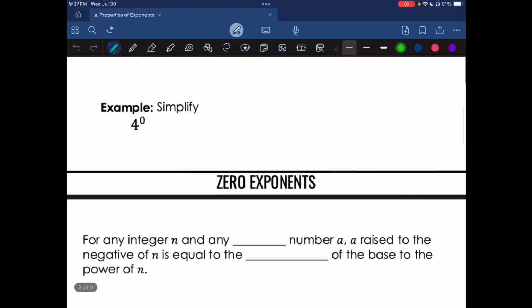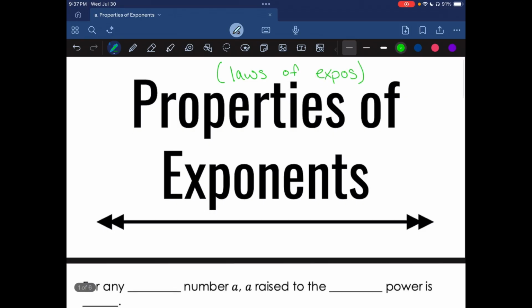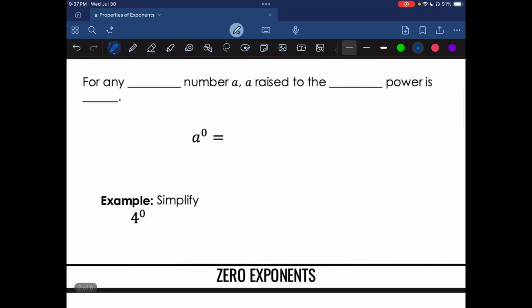So, properties of exponents, you may also hear them called laws of exponents. All right, so first things first, we're going to go through this line by line. We are on the zero exponents channel. For any non-zero number A raised to the 0th, yes, that's a real word, power is 1.